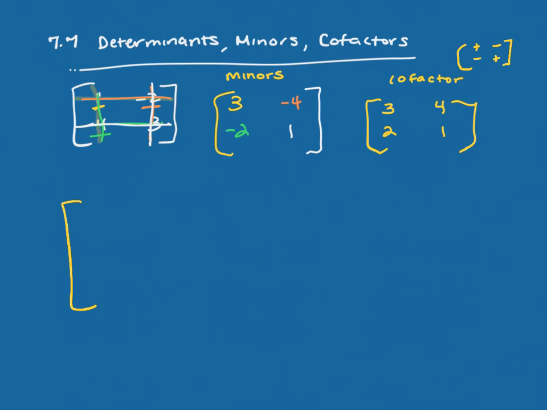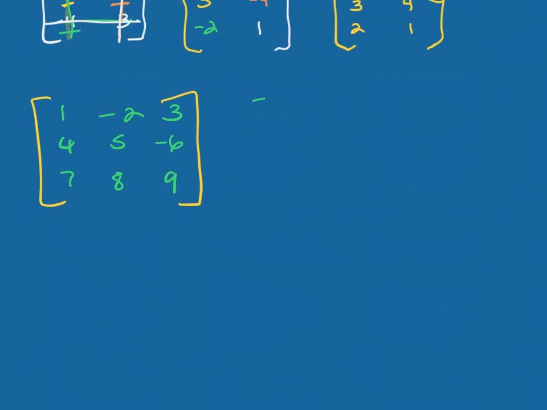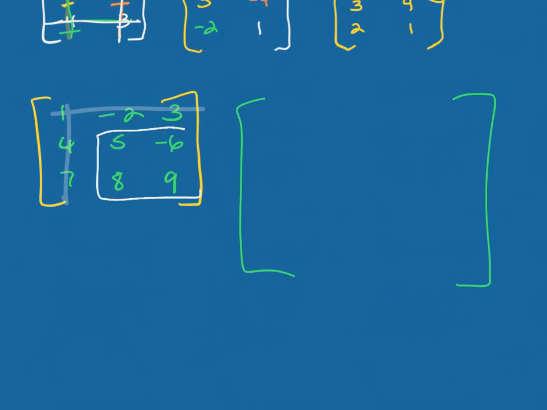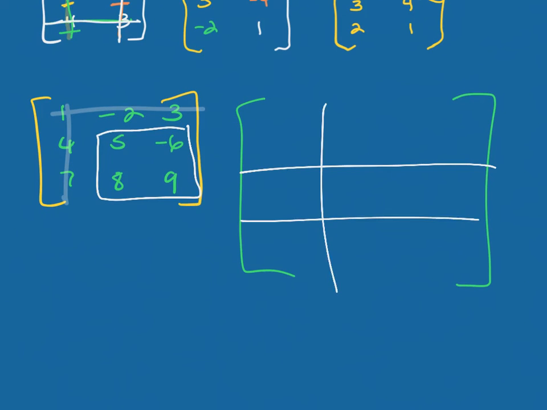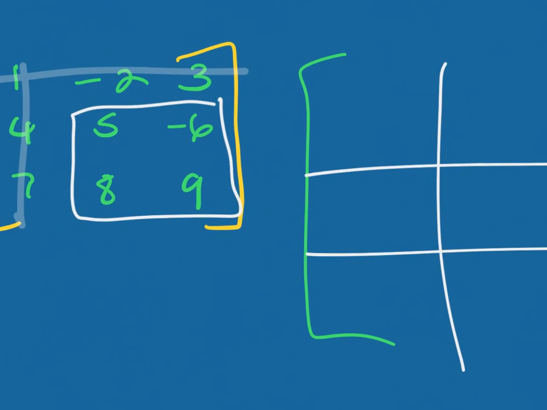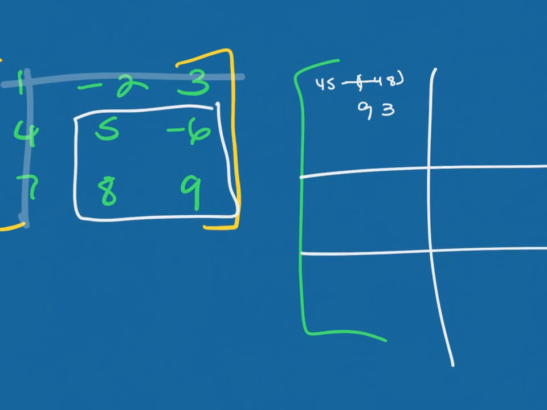If it's a 3 by 3 matrix, and I want to find the minor of that first location, then I cross through the row and the column of it, and I find the determinant of what's left. So this would be 3 by 3, okay? And that first one, I would do 45 minus a negative 48. I picked pretty big numbers, but the concept is there, 93.